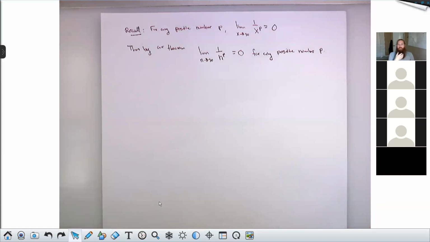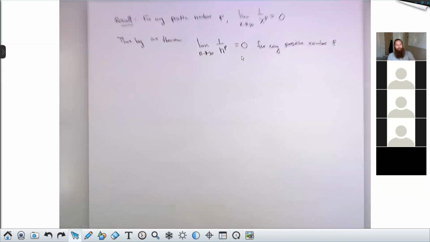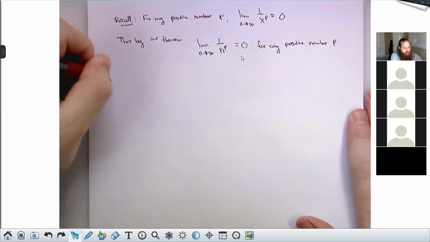This is a useful fact. We'll use this quite a lot. The intuition here is very clear. If p is positive, then n to the p gets big as n gets big. And if you take the reciprocal of something that's very, very big, you get something that's very, very small. So you get like 1 over infinity is 0. This is something hopefully we're all familiar with. There's a trick associated with this, and it's probably the most important trick for limits of sequences.